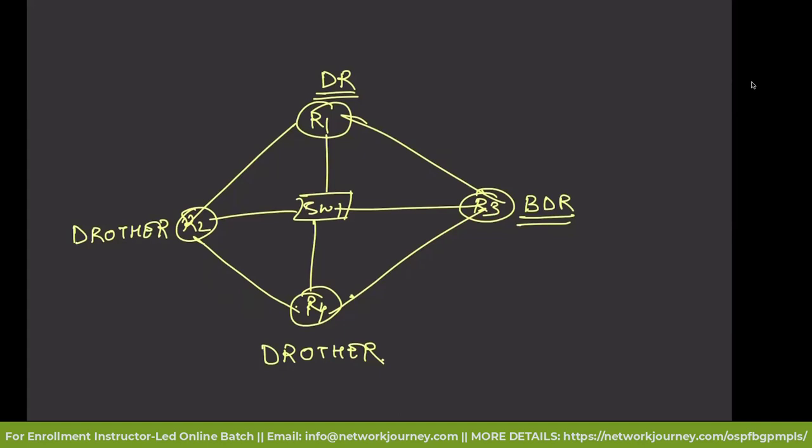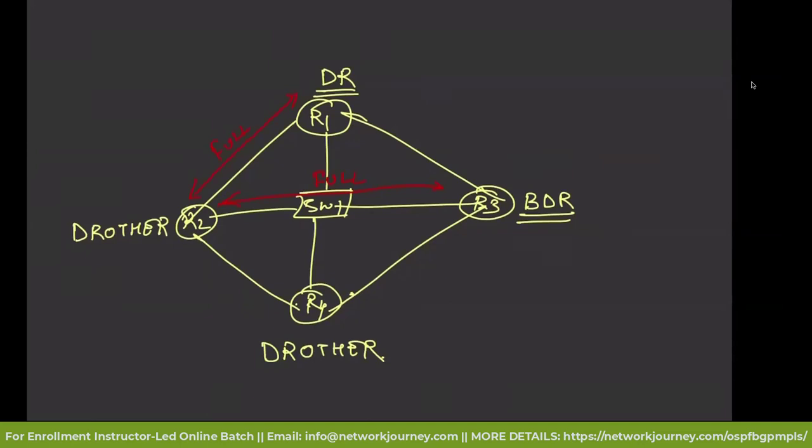So now OSPF is running on all the links. First of all, there are 2-3 things that happen. One is your neighborship. Your neighborship is going to be formed fully with DR and BDR only. So this is what is going to happen.